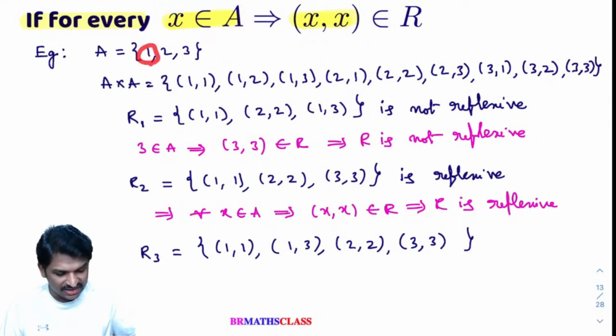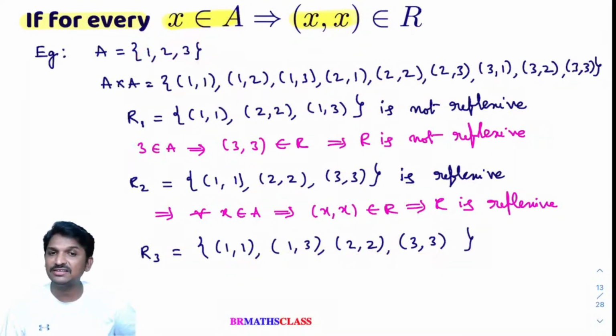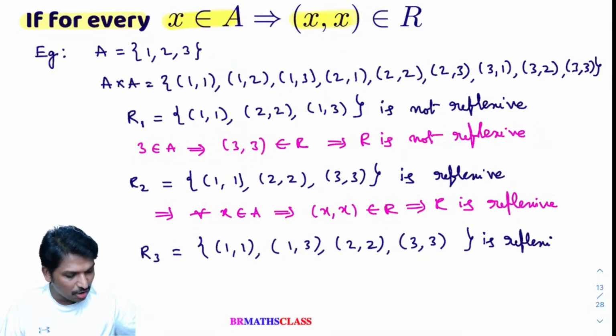Okay, here 1 is there in set A, ordered pair 1 comma 1 is there in the relation. Yes. 2 is there in set A, ordered pair 2 comma 2 is there in this relation. Yes. 3 is there in set A, ordered pair 3 comma 3 is there in this relation. Yes. Therefore, this relation is a reflexive relation. That's it. So we'll write here: this relation is a reflexive relation on A.